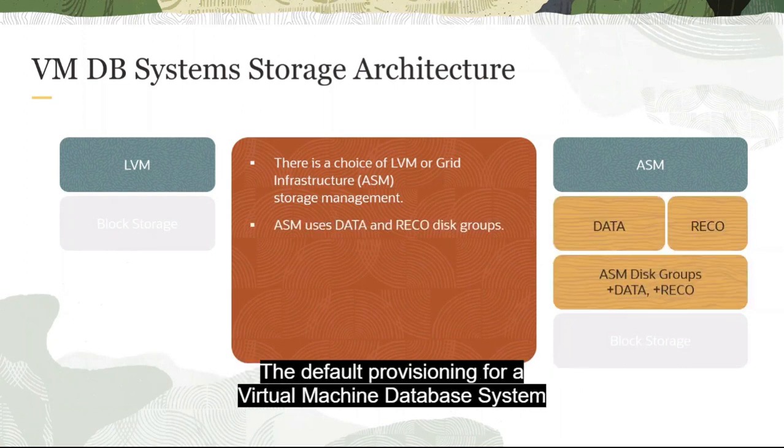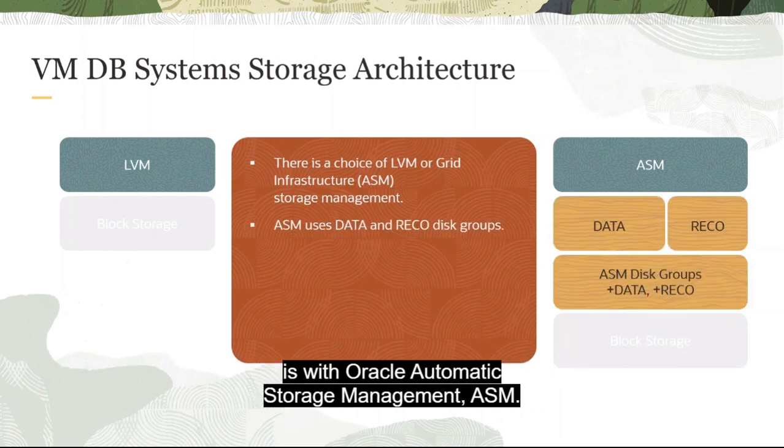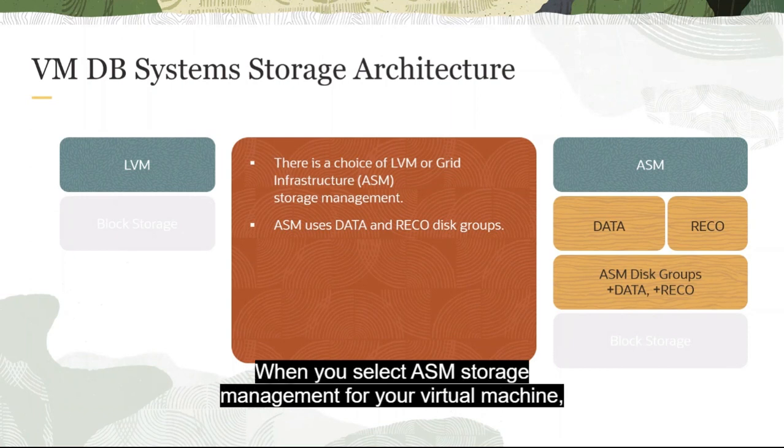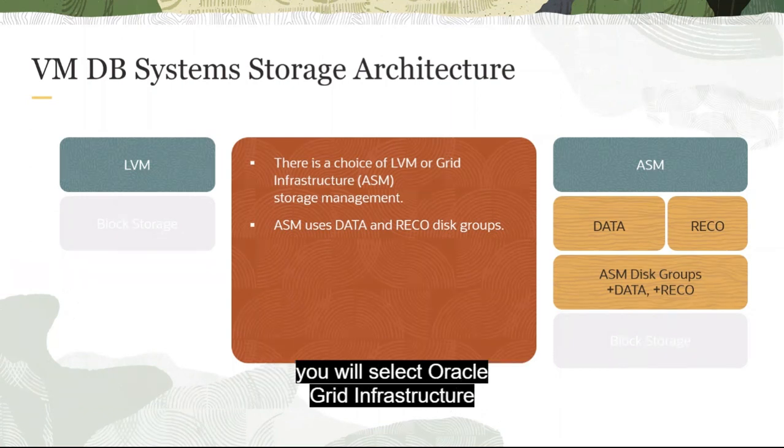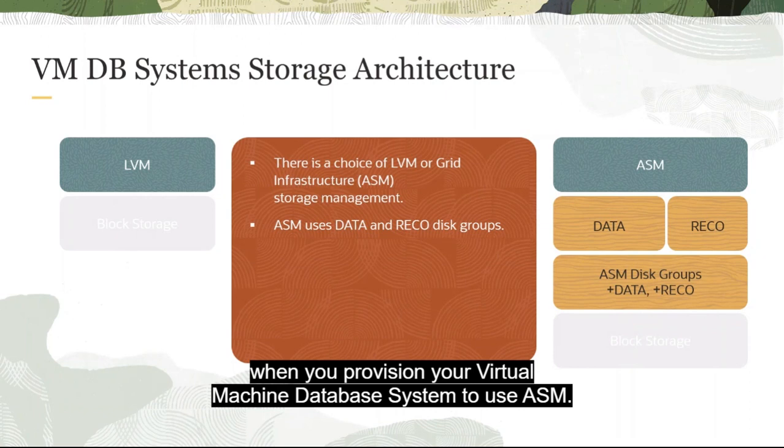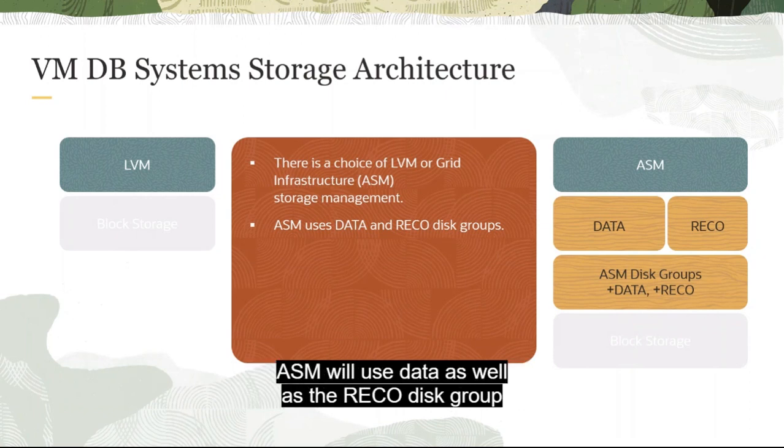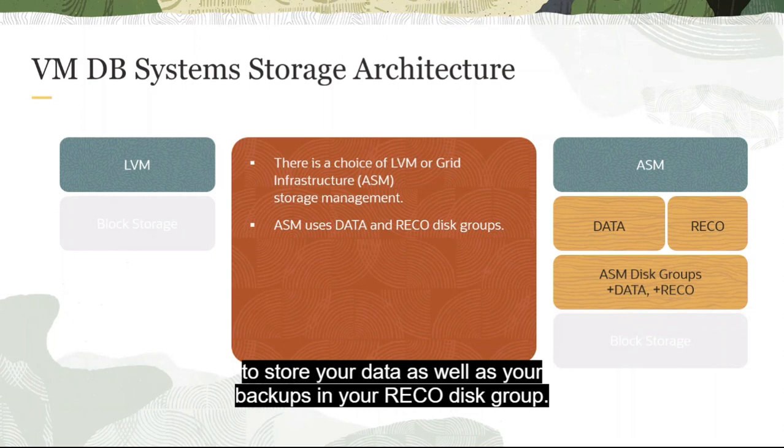The default provisioning for a virtual machine database system is with Oracle Automatic Storage Management, ASM. When you select ASM storage management for your virtual machine, you will select Oracle Grid Infrastructure when you provision your virtual machine database system to use ASM. ASM will use the DATA as well as the RECO disk group to store your data, as well as your backups in the RECO disk group.